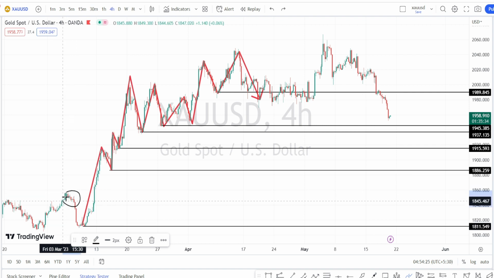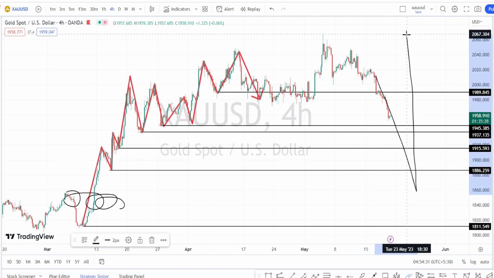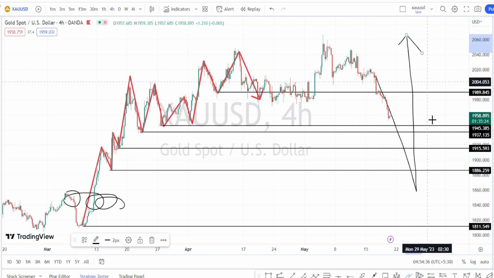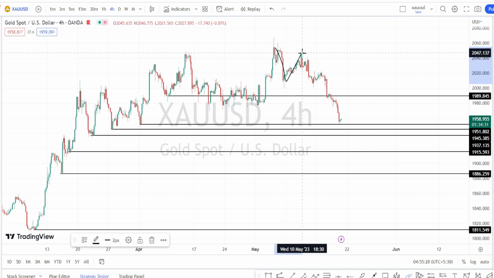So it has a unmitigated order blocks over here, which the price action has to take in order to continue further on the bullish side trend or to break this and to continue further on the bearish trend. But the information we have that it will be retracing up to this level.